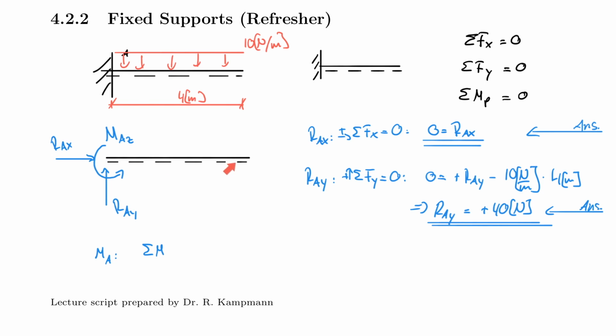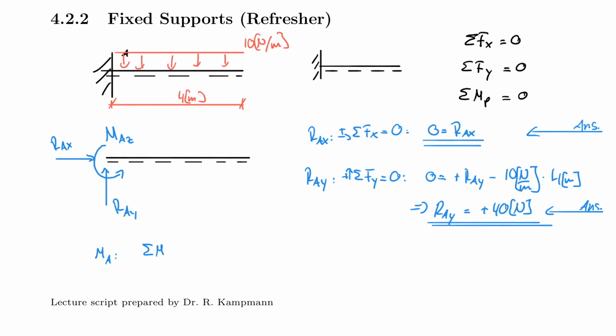If the system is not rotating, then I can take the sum of the moments about this point, this point, this point, this point, this point. It doesn't really matter. But the smartest point to take is probably this point, because then I don't have to include RAY into my equation, and also not RAX. If I were to take about, let's say, this point, then I would have to include this and this. And I want to avoid that, so I take the sum of the moments about point A.